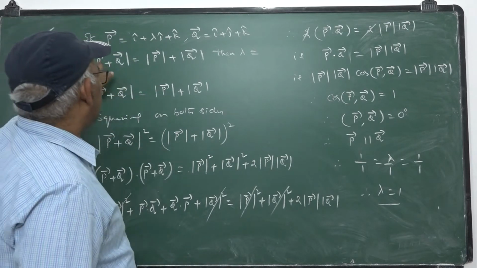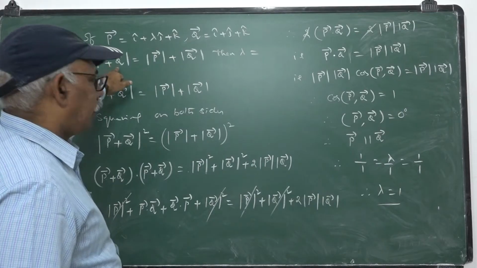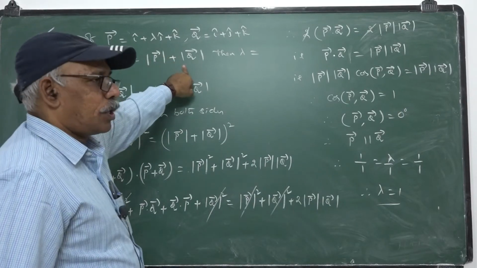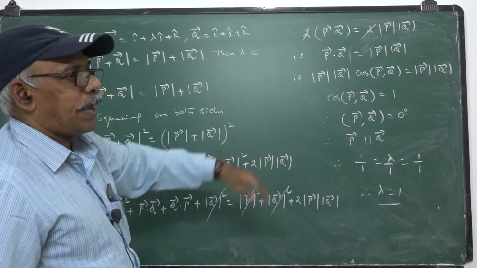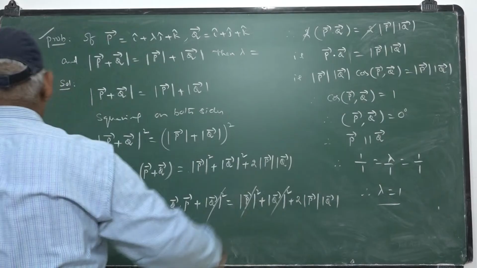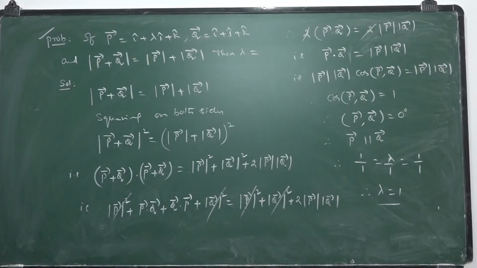This is our concept. Once modulus of P bar plus Q bar equals mod P bar plus mod Q bar, both P and Q are parallel. That is our concept here. You can prove that concept with the help of the dot product here.